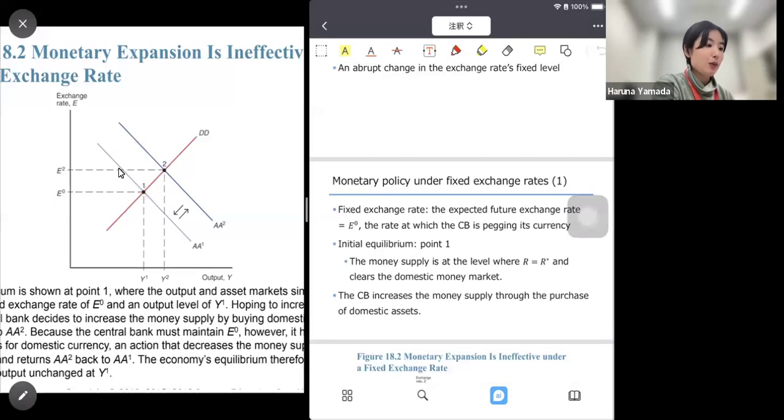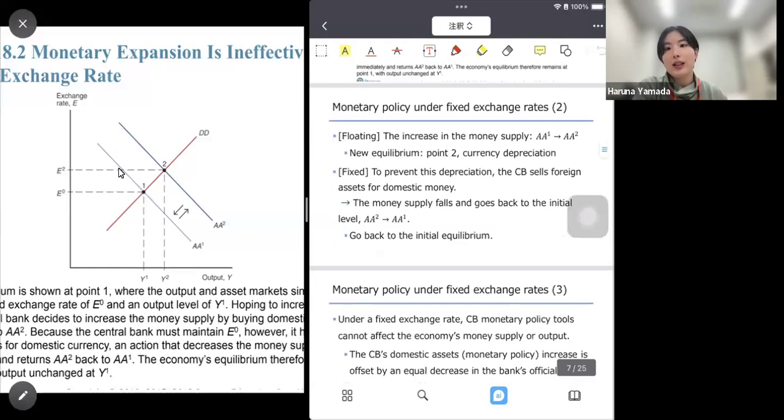Here, the money supply is at a level where R equals R star, so the domestic interest rate equals R star, the foreign interest rate, and this clears the domestic money market. Now, consider that the central bank increases the money supply through the purchase of domestic assets. Then what's going to happen?